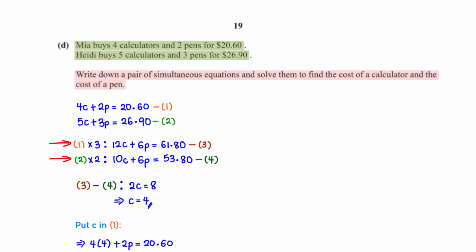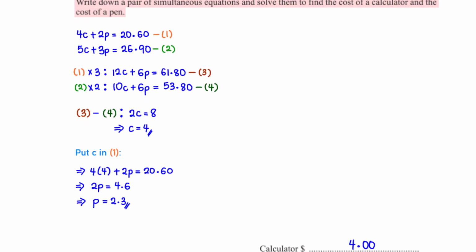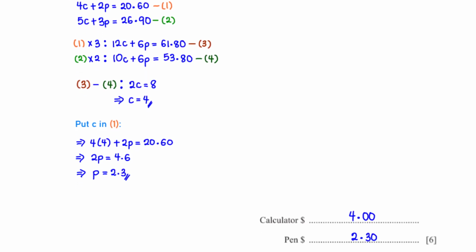Now that we have 6P in equations 3 and 4, we can eliminate P by subtracting equation 4 from equation 3. This gives us 2C equals 8. When we divide both sides by 2, we have C equals 4. We can find P by plugging in the value of C into any of the equations. If we pick equation 1, we have 4 times 4 plus 2P equals 20.60. When we simplify this and divide both sides by 2, we have P equals 2.3.